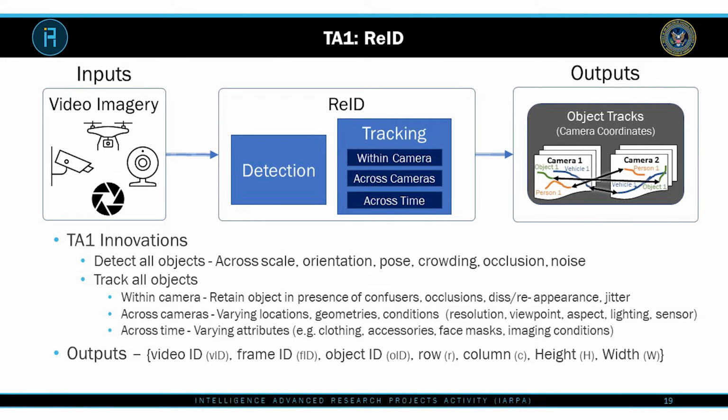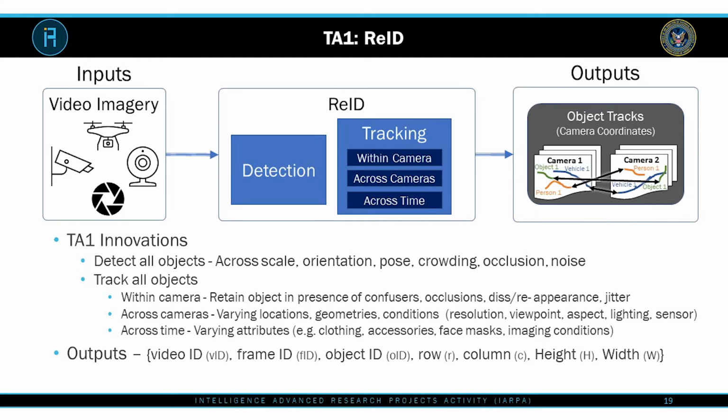For the first technical area, re-identification, the input would be a collection of video imagery from a number of different sensors. It would be necessary to detect the objects and then track those objects within a single camera, across footage from different cameras, and across time.